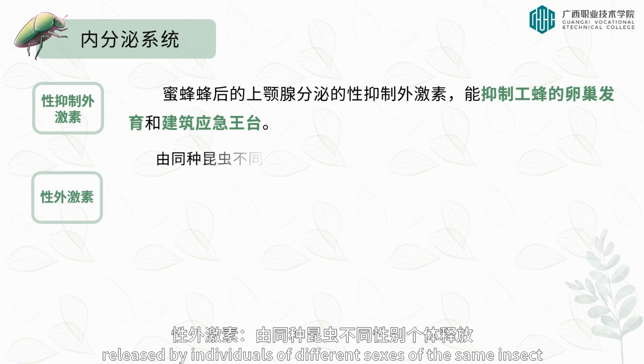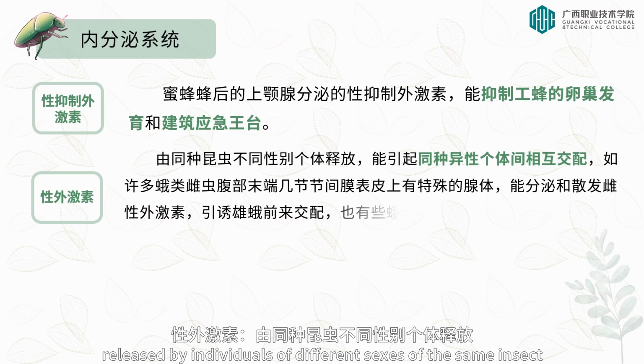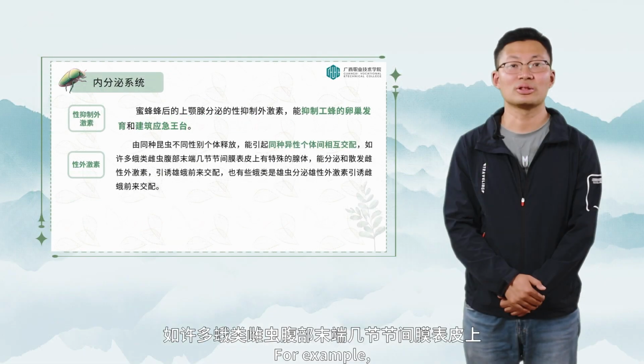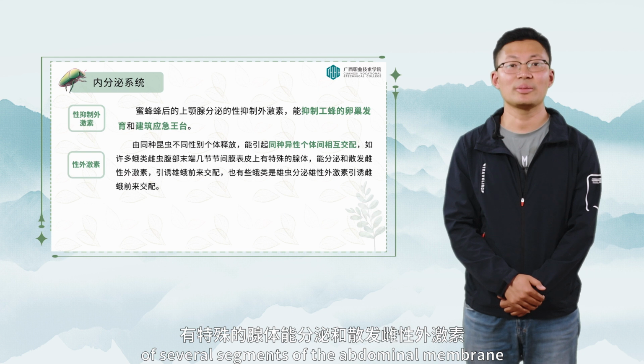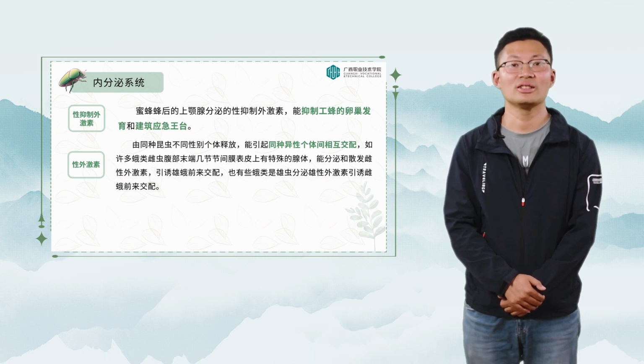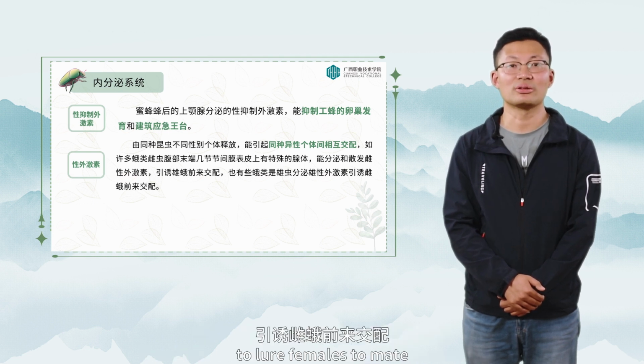Sex pheromone is released by individuals of one sex of the same insect species and can cause mating between individuals of different sexes. For example, there are special glands of the epidermis on several segments of the abdominal membrane of many moth females, which can secrete and emit female pheromones to attract males to mate. There are also some moths in which males secrete androgenic pheromones to lure females to mate.